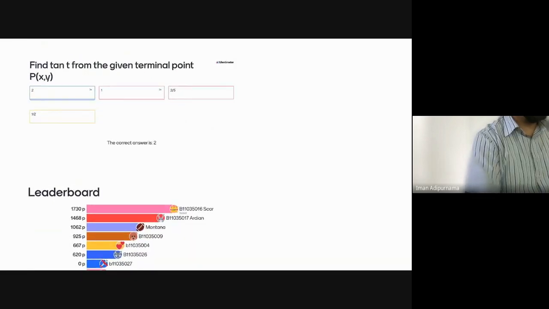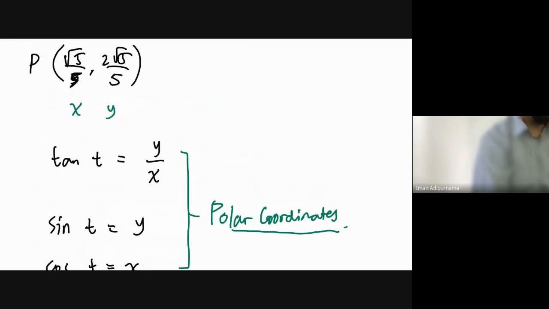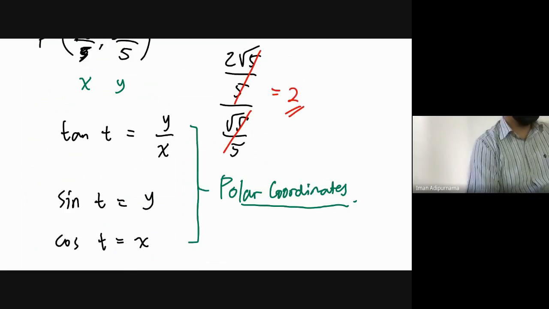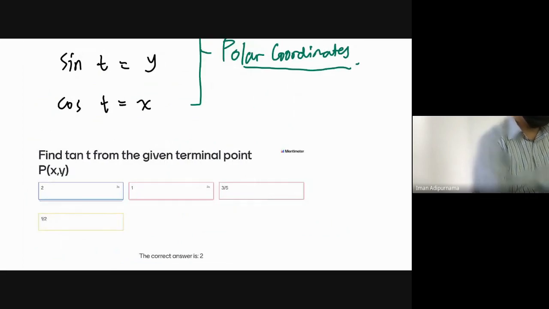Find tangent theta. So y over x. So 2, 5. This is square root of 5. This is just 2, right? Okay, just 2. So the answer is 2.